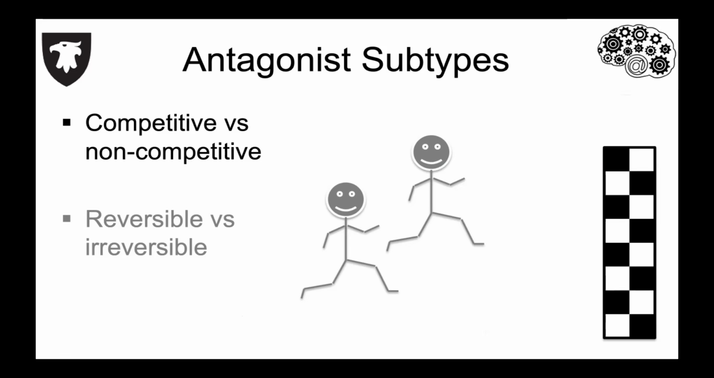One way to think about this would be to consider two runners in a race, like these two stick figures racing towards the finish line on the right. Both are competing to reach the finish line first. In essence, this is how competitive antagonists work. If we replace the stick figures with a neurotransmitter and a competitive antagonist, then both are competing to reach the receptor first, and receptor activation depends on which one binds first.